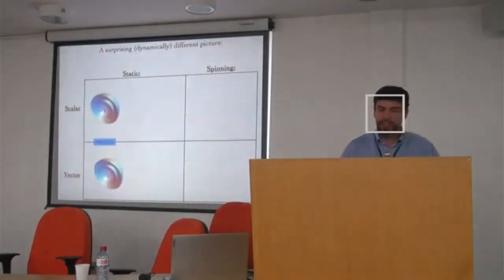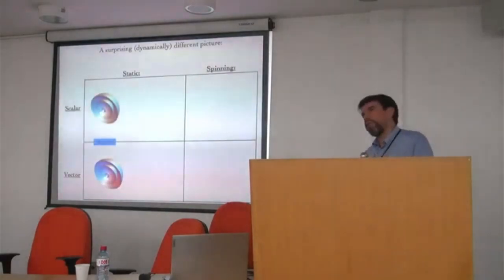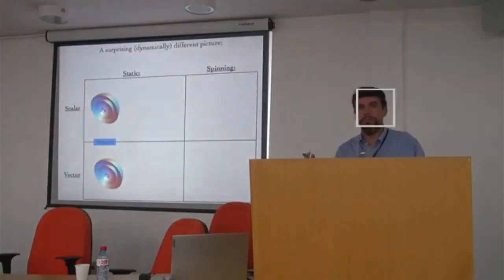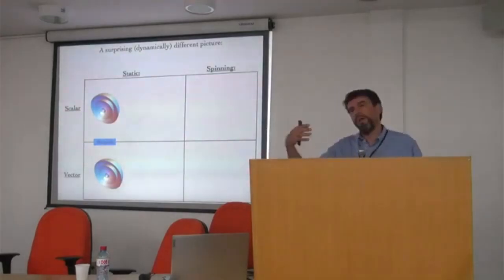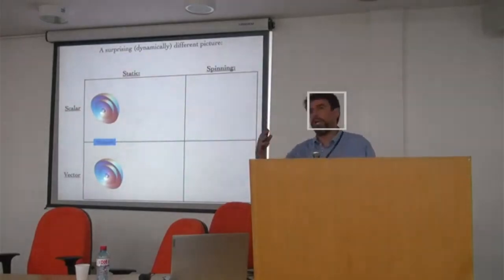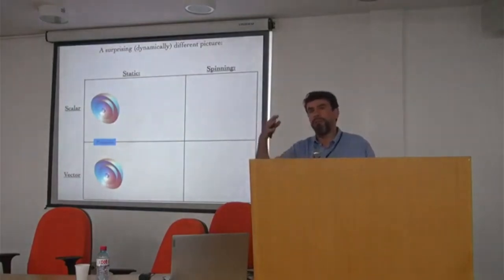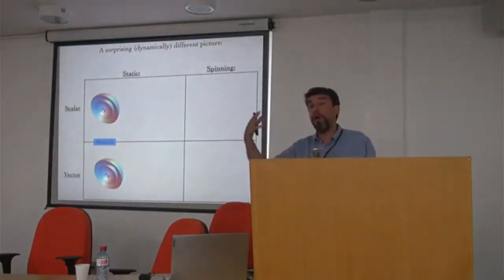So in the static case, you have something that you can call a monopolar solution. It's just a spherical star. Actually, it comes in a family of them because there's a countable number of solutions depending on the number of nodes.